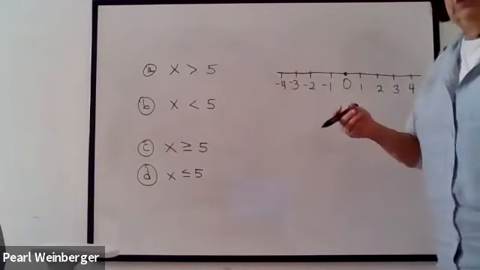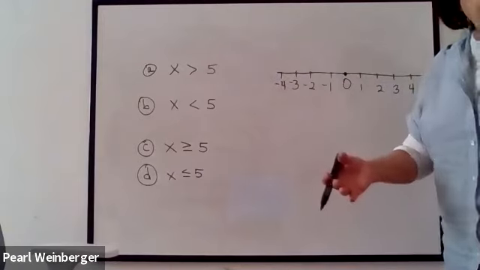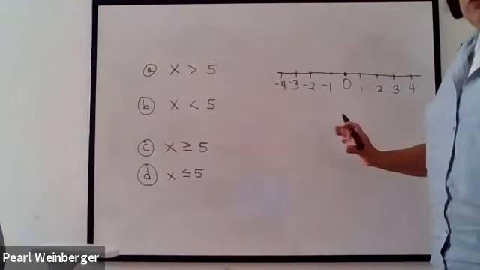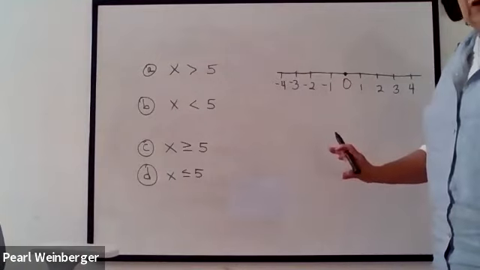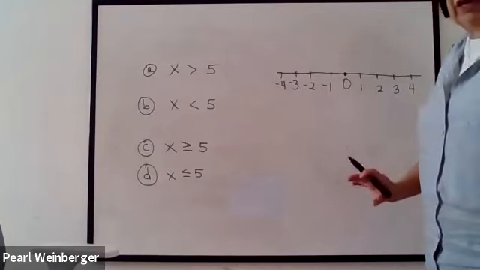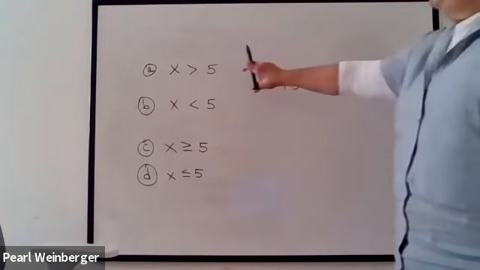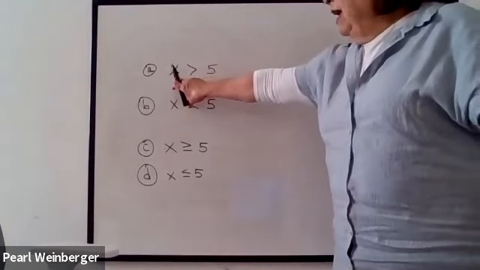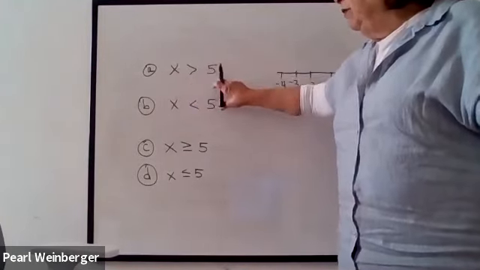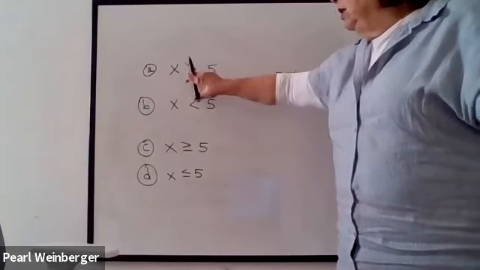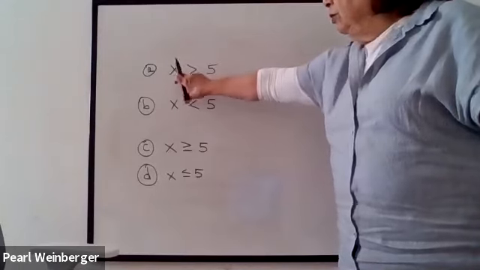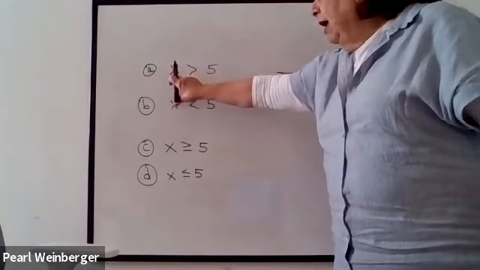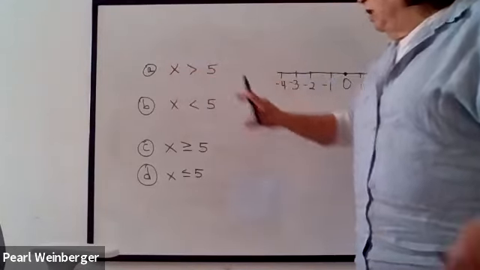Now, when I make a statement like X equals 5, there's only that one value that X can be. It's the number 5. An equation has only one answer. But if I make a statement like X is greater than 5, and notice the point is always to the smaller number, the opening is always to the larger number. X is greater than 5.